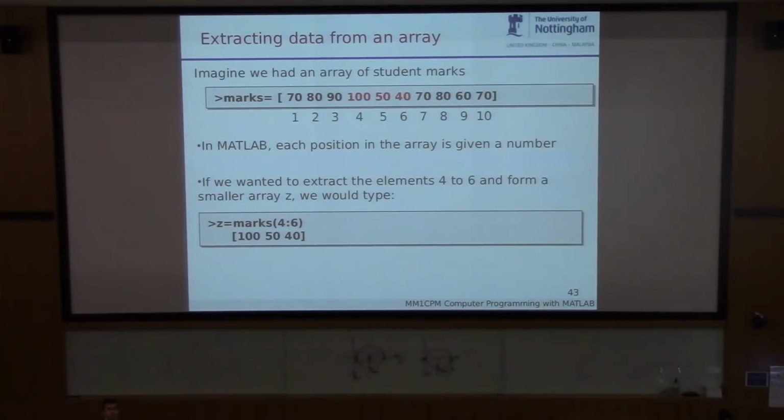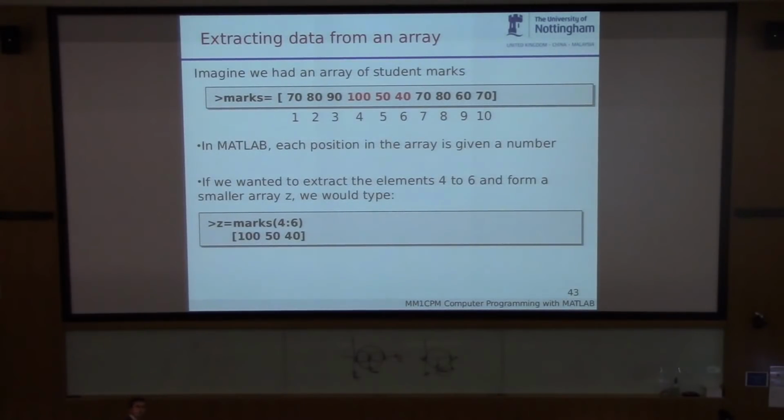So let's kick off with a super trivial example, then we'll very quickly build up the usefulness. Imagine we've got marks of these 10 students in the front row. And they are very good students. They get 70, 80, 90, 100, 50, 40. We can store this data in an array with these square brackets.